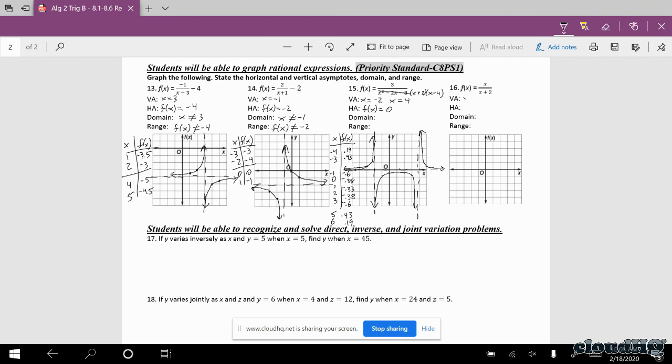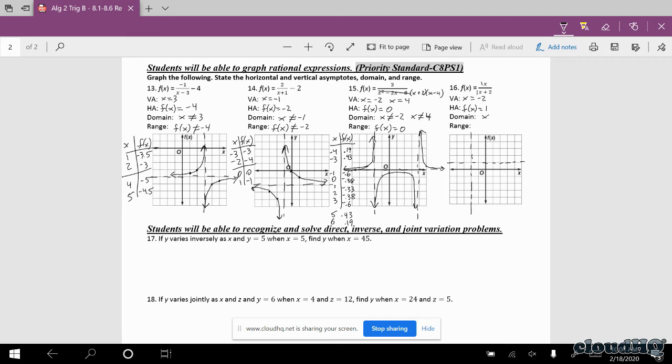Then over to this one, x is -2 is our vertical asymptote. The degrees are the same in the top and bottom, so look at the leading coefficients. 1 over 1 is 1. That's our horizontal asymptote. So our domain, I didn't do my domain in the last one. Domain didn't equal -2, and it didn't equal +4. For range, f of x didn't equal 0.